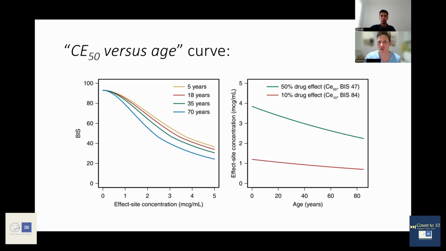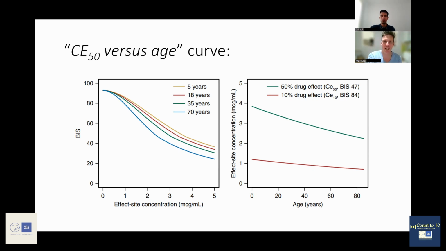And if you have a look at this graph, what you see is age 40 on the right, the effect site concentration that will take your BIS down to 47 is about 3. As you go up to age 80, you can see the green line decreases to about 2. This is what we mean when we say old people are more sensitive to propofol. What we mean is there is something different about their physiology such that the amount of drug you need to give them to produce the same clinical effect is reduced.